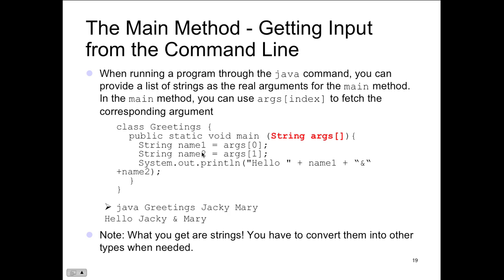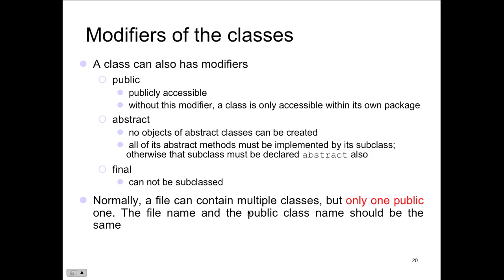It comes in a string array, and you parse out each one of the words that are separated by spaces. So when running the program through the Java command, you can provide the strings as real arguments in the main program. Then you can use them inside, essentially. Greetings, Jack and Mary. Hello, Jack and Mary. So you're getting strings.